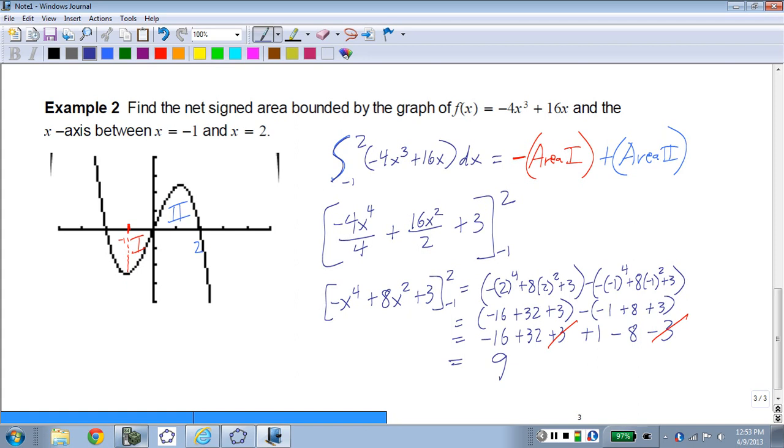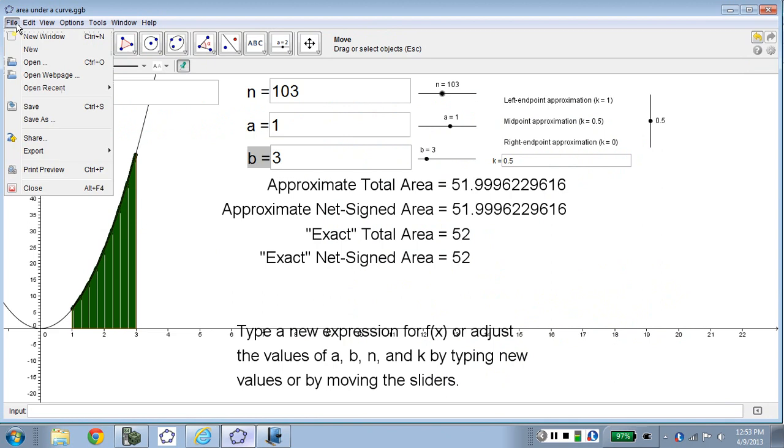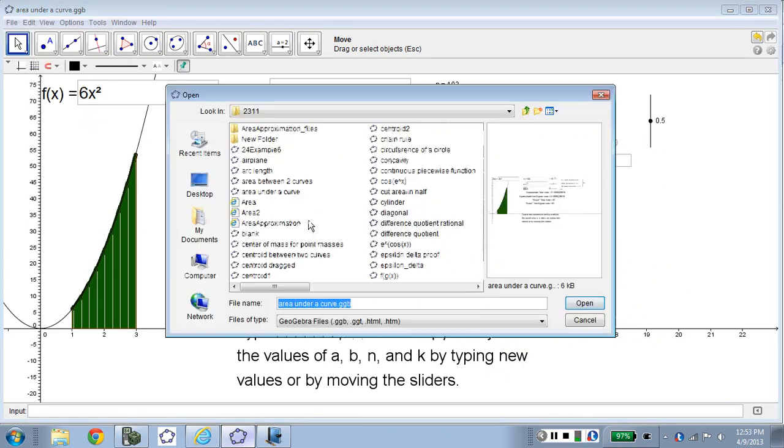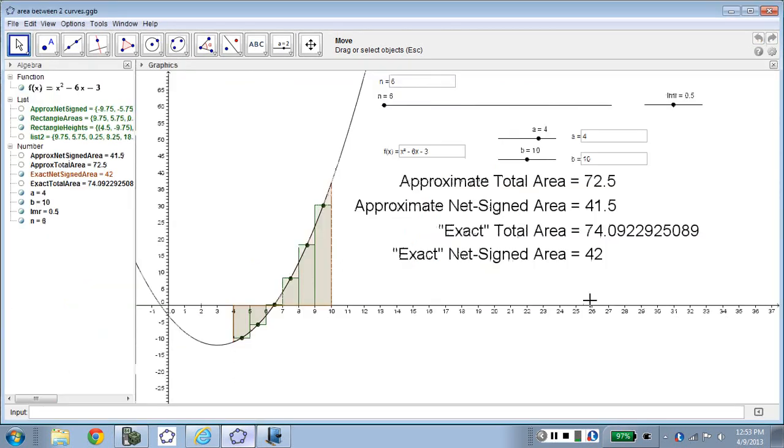For that one, I need a different GeoGebra worksheet. Hopefully this one will work because it's the area between two curves. Open. Sure, save it. Why not? Area between two curves, which if I let the bottom curve be the x-axis, it would work just as well as the area bounded by a curve and the x-axis.